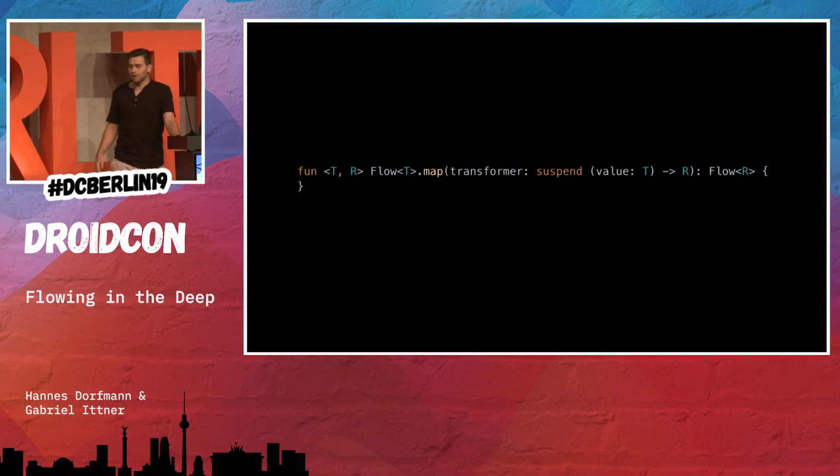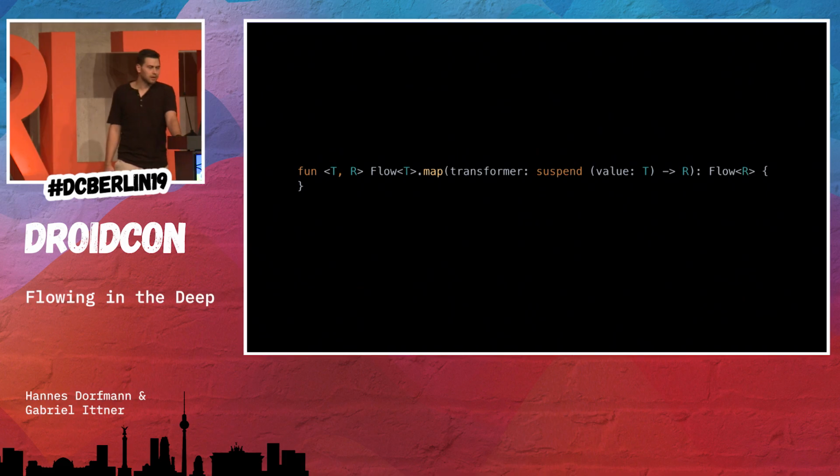Also, let's take a look at the transformer, which is the parameter that we get. So we get a value of T, and we return a value of R. In the example that we do, we are basically mapping from integer to integer, but we could map from integer to string or any other type, right? And most important, we also return a Flow. Okay? We return a Flow of R, where R is the type of the mapping result. So how do we get started writing this operator?